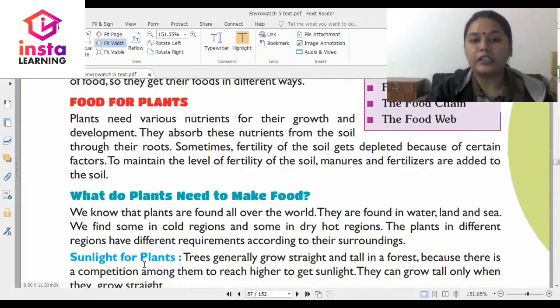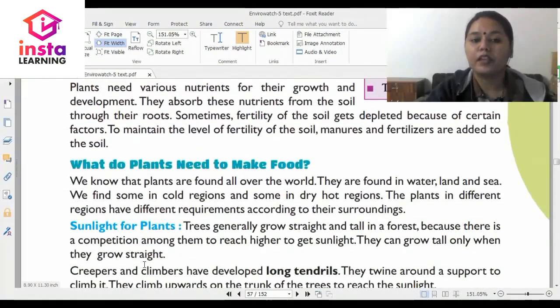What do plants need to make food? We know that plants are found all over the world. They are found in water, land and sea. We find some in cold regions and some in dry, hot regions. The plants in different regions have different requirements according to their surroundings.